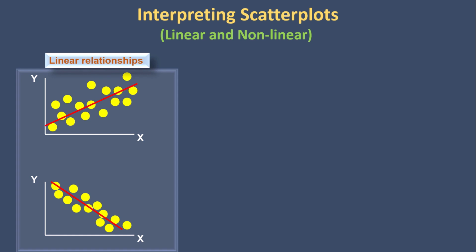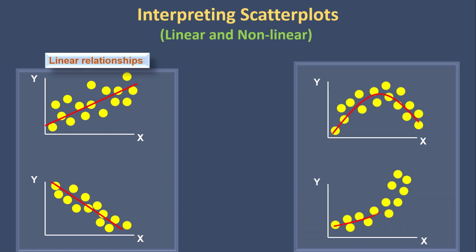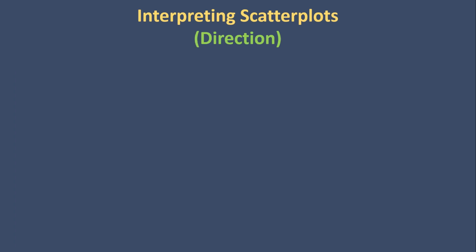However, if the data points do not form a straight line and curve or bend in a particular direction, this indicates a nonlinear relationship. Next, we can investigate the direction of the relationship.